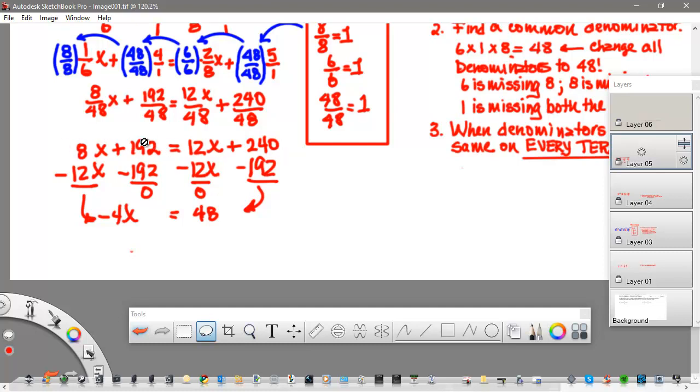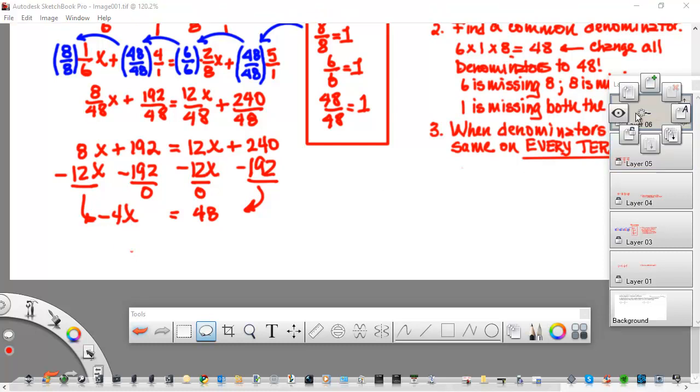The number on the left we take to 0. We do the same operation to both sides. The variable on the right we take to 0. Do the same operation to both sides. 8 minus 12 is a -4x, and 240 minus 192 is 48. Now the last step we all know is we divide by the coefficient in front of the x on both sides. We divide the coefficient by itself, and look what we get.